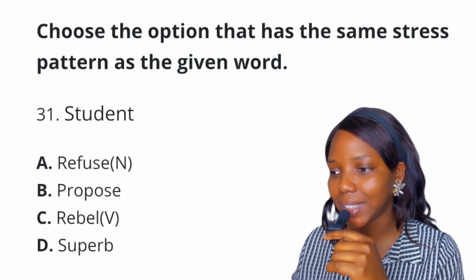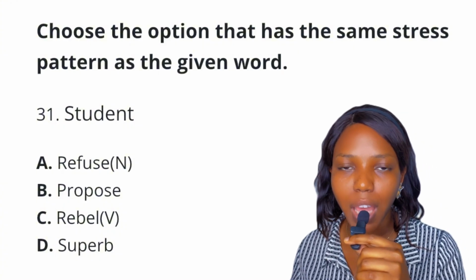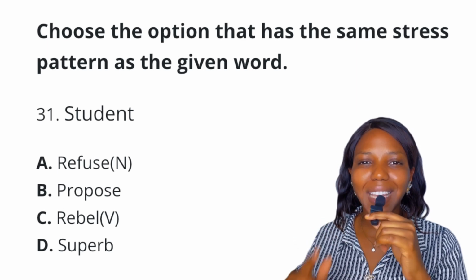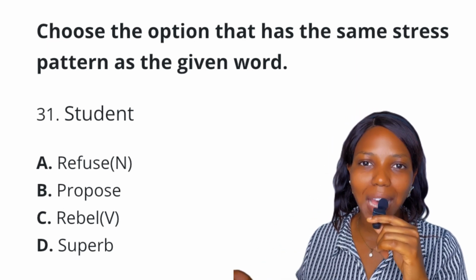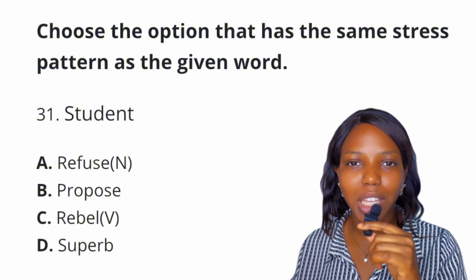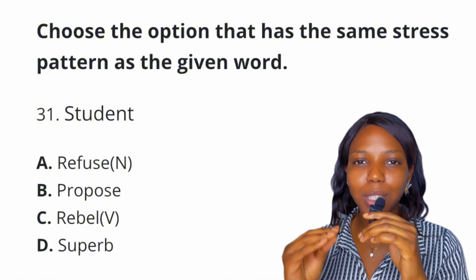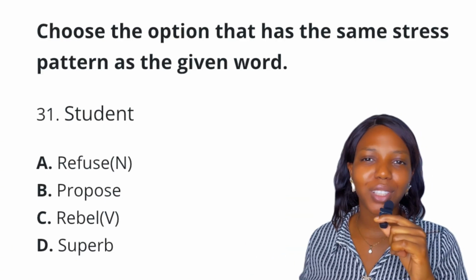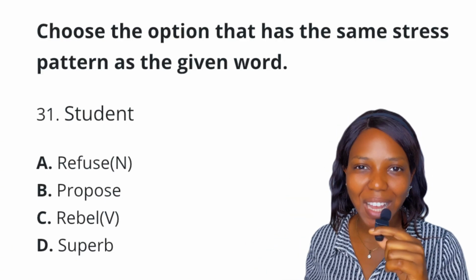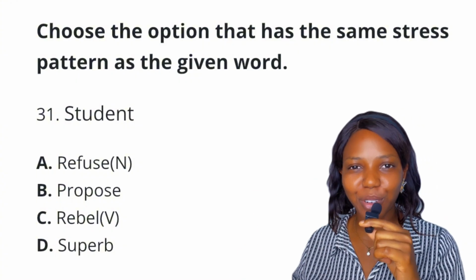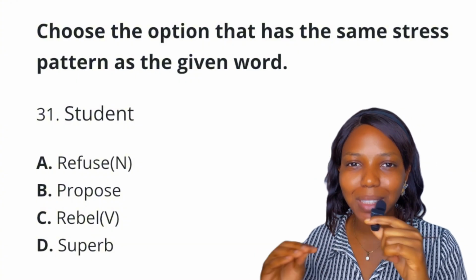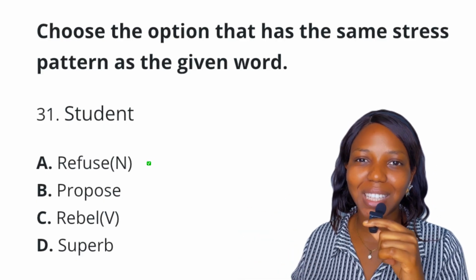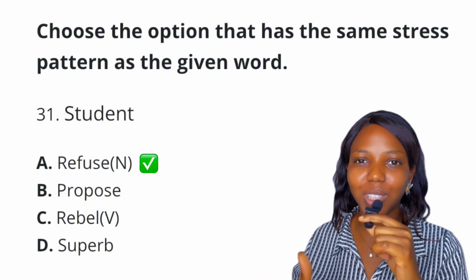31. Choose the option that has the same stress pattern as the given word. The given word is student, and it is stressed on the first syllable. Now, what does N in brackets mean? It means noun. What does V in brackets mean? It means verb. Examiners will indicate this to guide us on what the focus should be. If it is a noun, it is stressed on the first syllable. If it is a verb, it is stressed on the second syllable. Easy peasy. Without considering options B and D, we can see option A is the final answer because it is stressed on the first syllable.